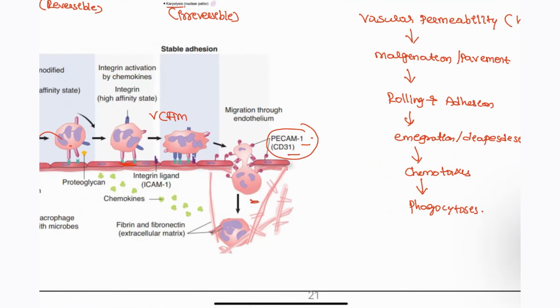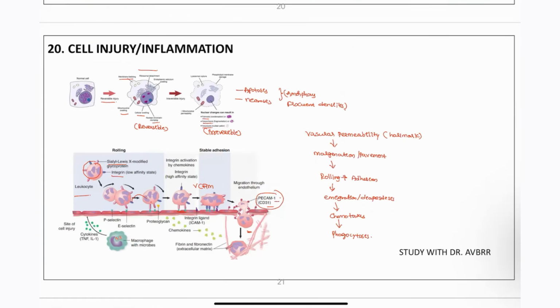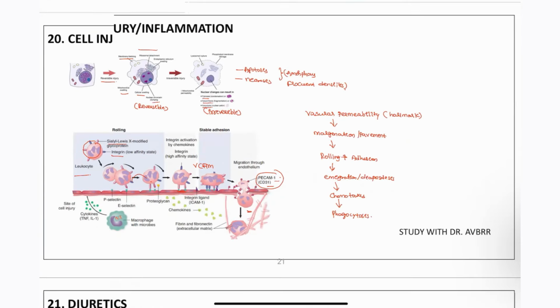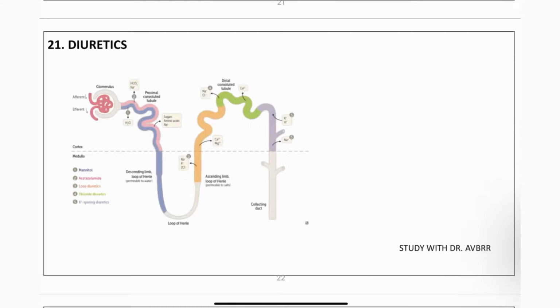And cytokines, we all know that there will be endogenous or exogenous ones. For the endogenous ones, leukotrienes, IL-2, and complements are going to be helpful. These are the important points for the events that are seen in acute inflammation.